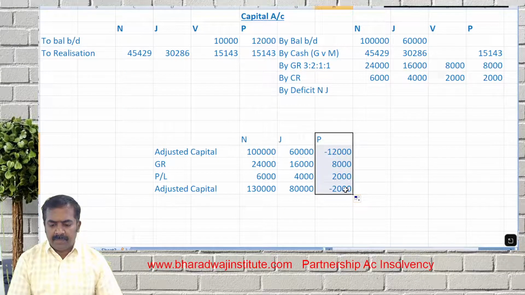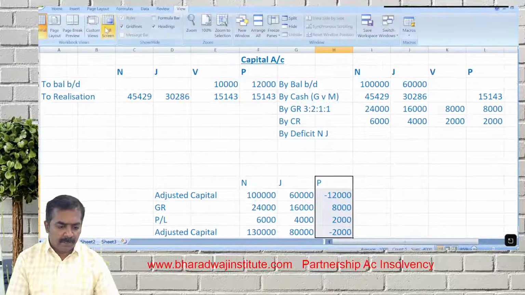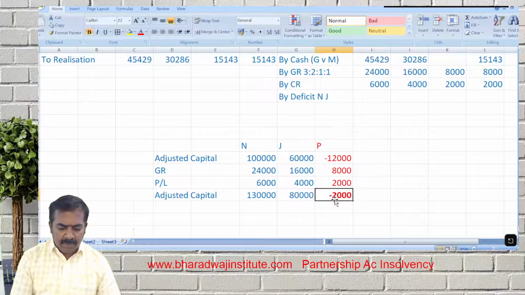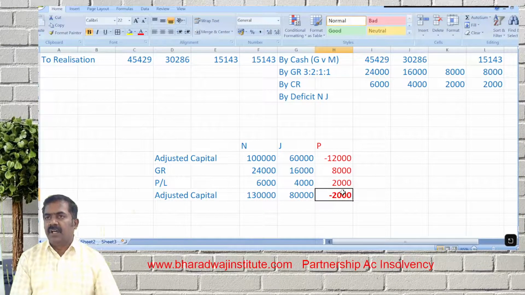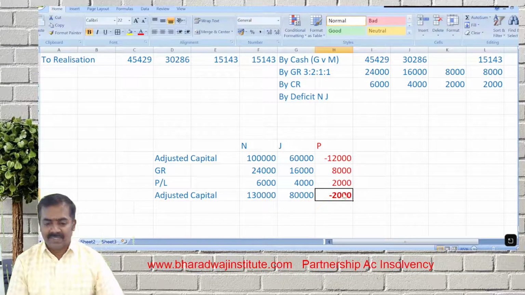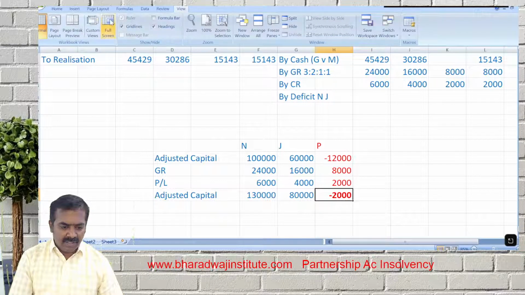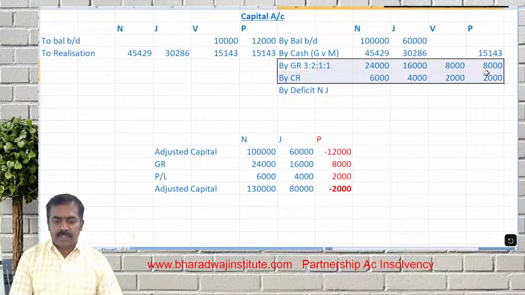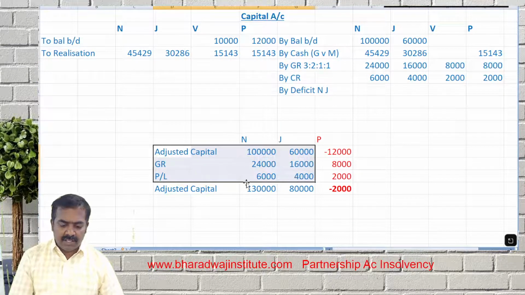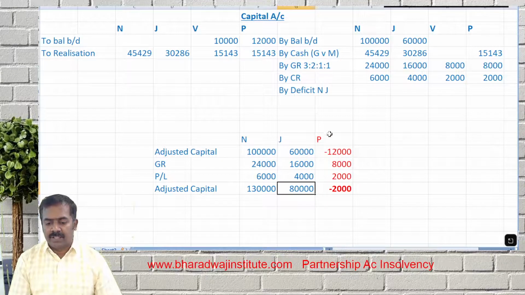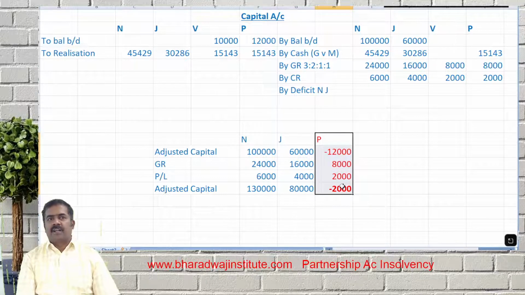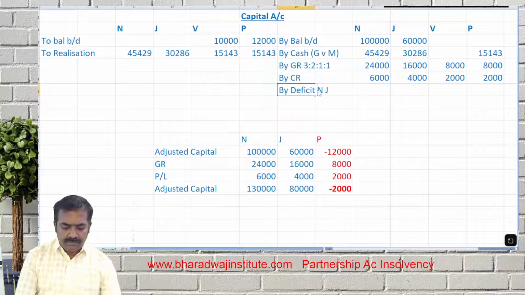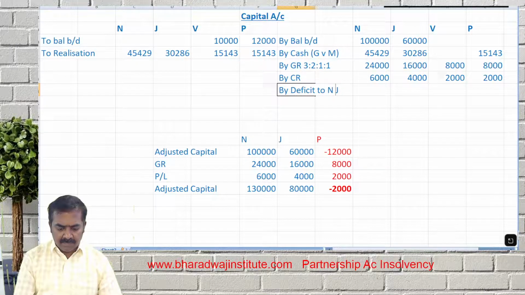See, for P it became a negative amount. Suppose this amount had been positive instead of minus 2,000, he would have had to share. So don't ignore it just because there is a debit, because we have general reserve and capital reserve also to be adjusted. So adjusted capital is 1,30,000 and 80,000. P is minus 2,000, so he will not bear the loss. So it will be adjusted to N and J only.